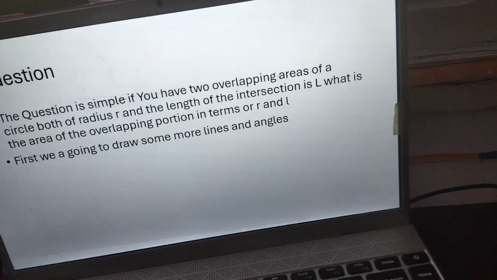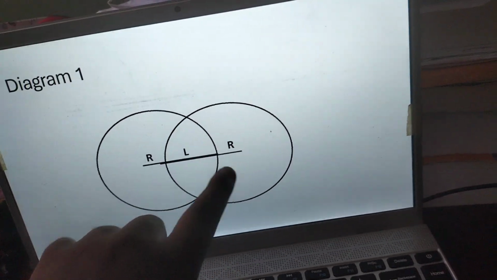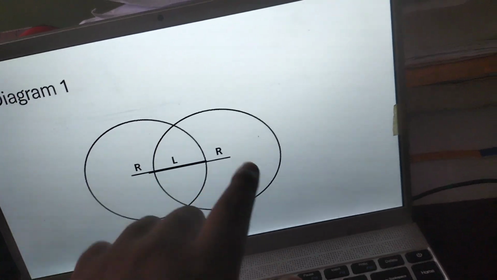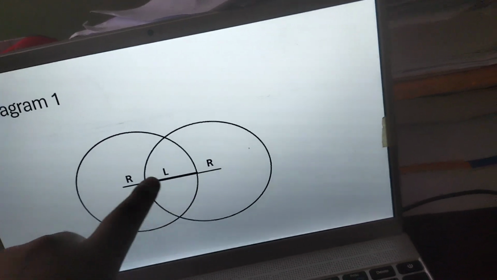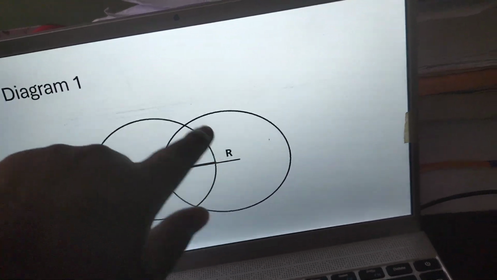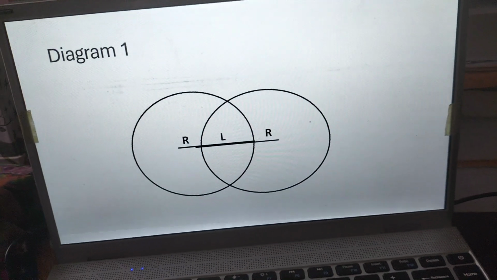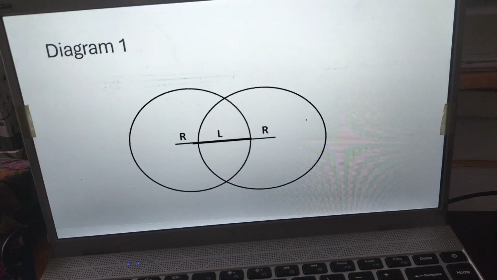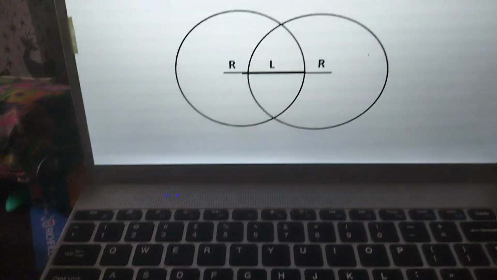So basically, we have r. We know that these are two identical circles. They both have a radius r. And we both know the overlapping intersection is L. So what is the area of this part here? So, yeah. Let's do this.